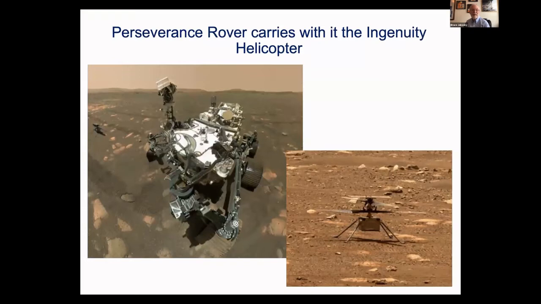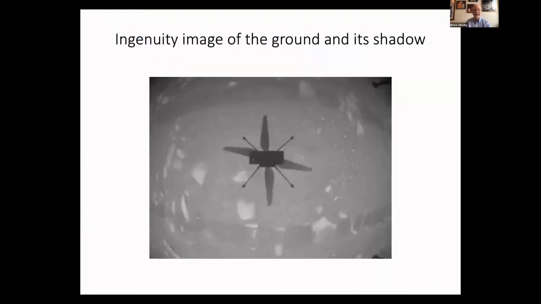I mentioned Perseverance rover. It also carries with it the Ingenuity helicopter. And if you've been watching the news today, you'll know that just this morning, the helicopter took its first flight and it sent back this image, which I think, again, is a spectacular image. This is from a height of about 3 or 4 meters, looking down, and what you see is the shadow of the helicopter on the ground.